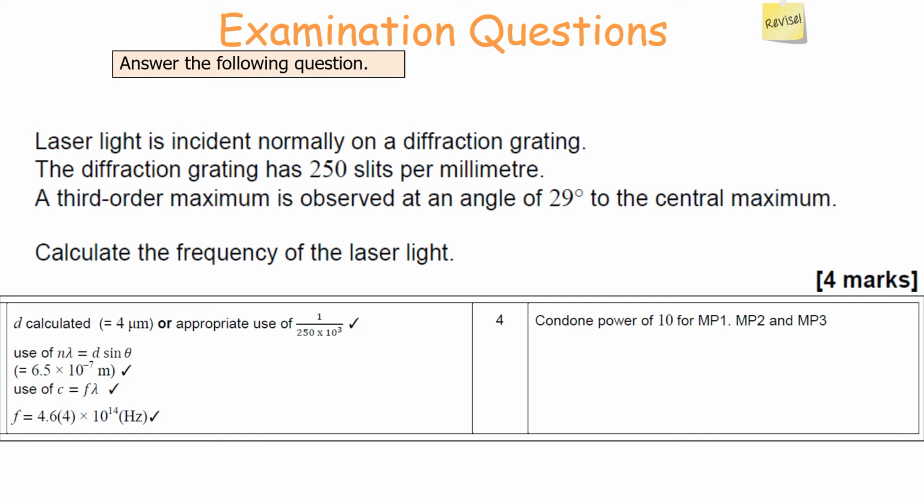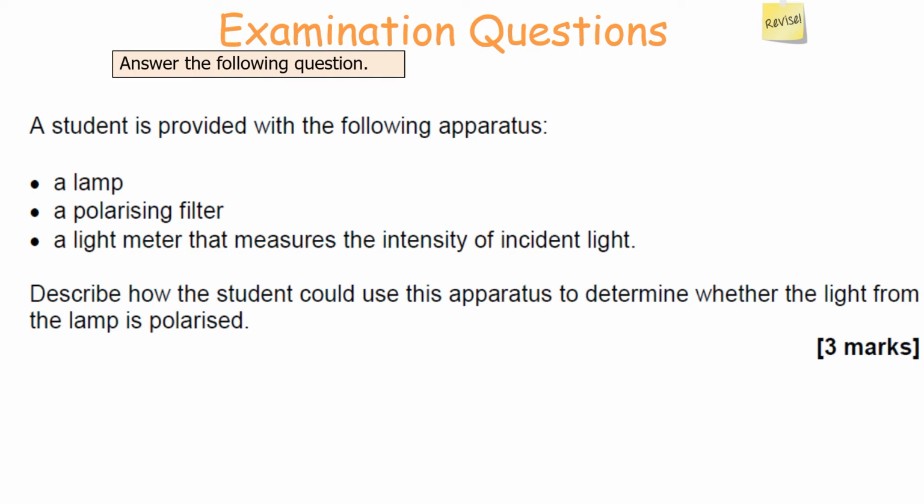We then use speed equals frequency times wavelength to work out frequency, because we can say frequency is equal to 3 times 10 to the 8, we know that because it's laser light, so it's a light wave, divided by our value we've just worked out for lambda, to get our answer to be 4.6 times 10 to the 14 hertz. Let's have a look at our next question.